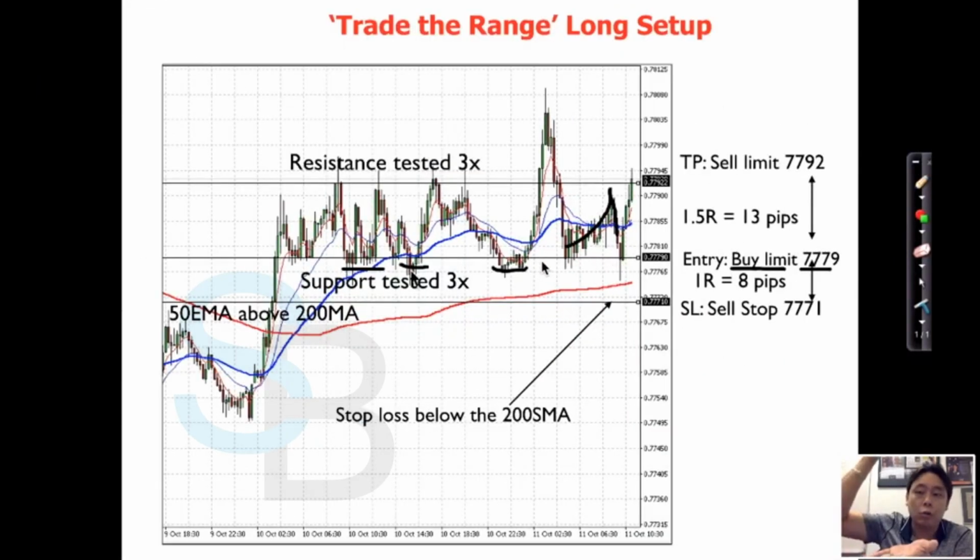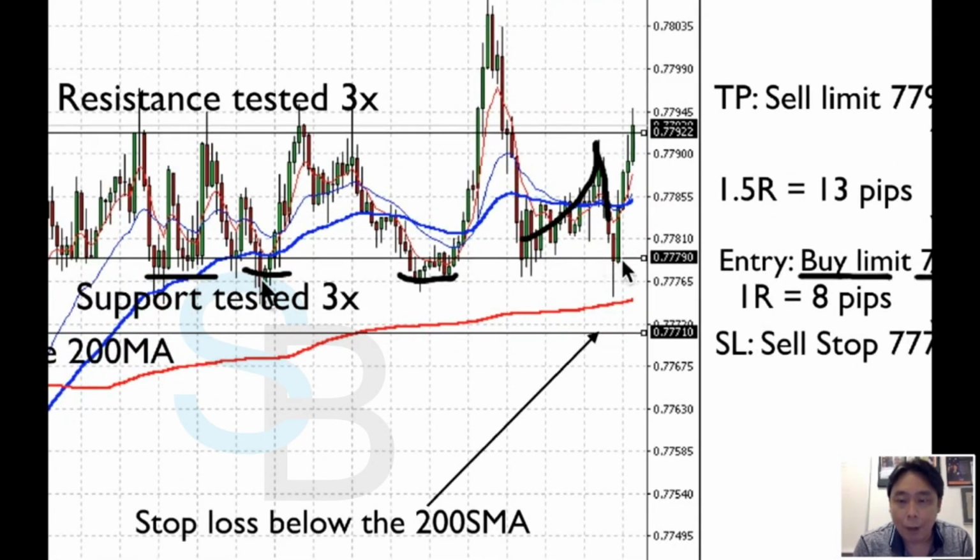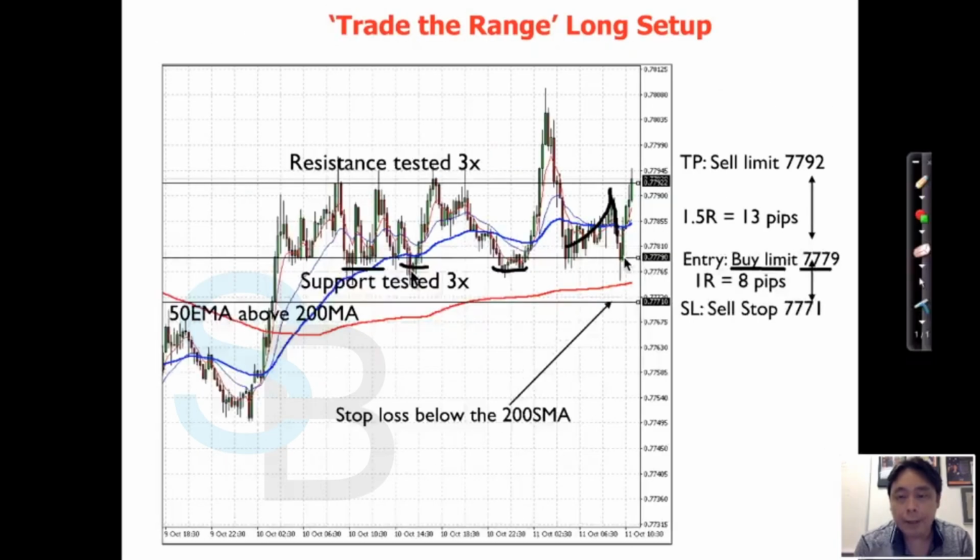So if the price goes to 7779 or below, it would buy, it would fill that order, okay? Now, so that's my buy order over there. And again, sometimes it may not reach the buy order and it may go up, right?